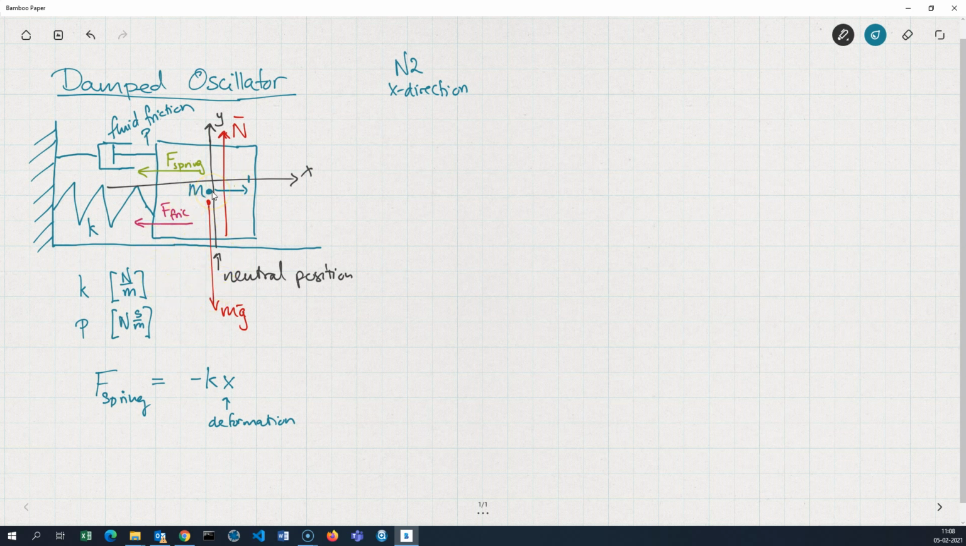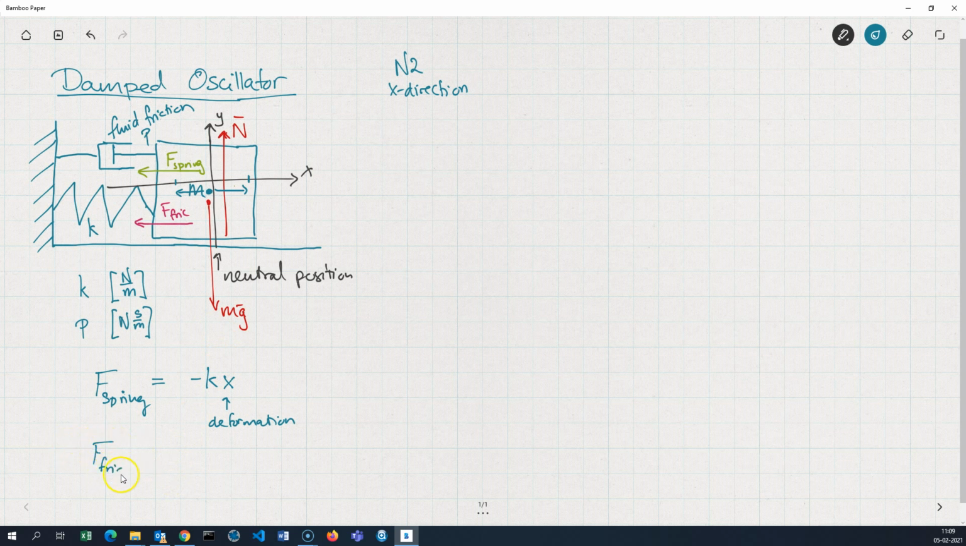If I push the box so that I compress the spring, so I move the box so that the center of mass is now over here, then the x coordinate of the box becomes negative, and so the spring force will become positive due to this minus here. So the spring works to push back the box. So it always tries to move the box back to neutral position. That's how the spring works.